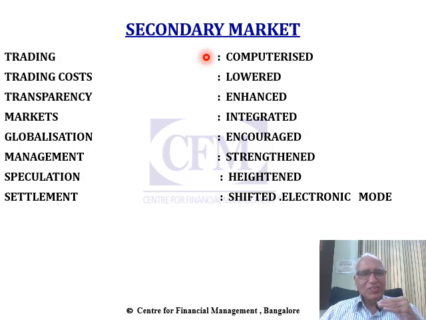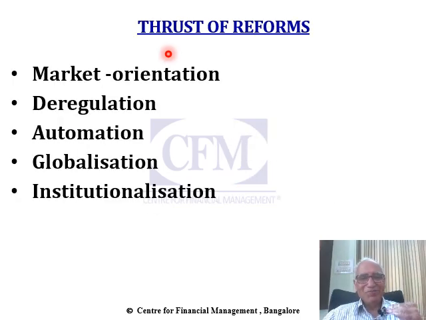To sum up the changes in the secondary market: trading has been computerized, trading costs have come down, transparency has been enhanced, markets have become integrated, globalization has been encouraged, management of exchanges has been strengthened, speculation has heightened, and settlement has shifted to electronic mode. The thrust of reforms has been in these directions: market orientation, deregulation, automation, globalization, institutionalization.